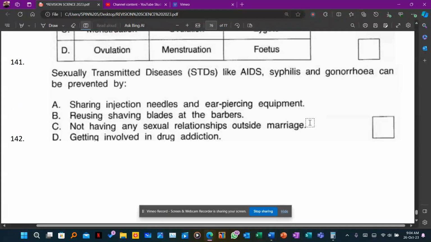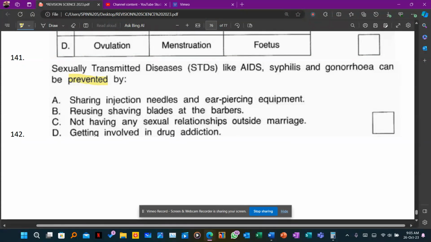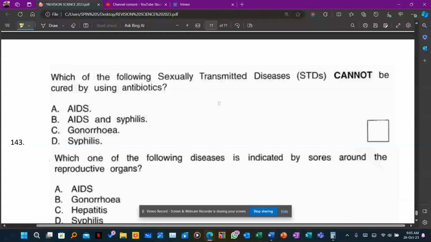Next one, STD. The STDs that you have learned are AIDS, syphilis, gonorrhea, and one more is chlamydia. It's asking you how to prevent it. Basically, do not have any sexual relationship outside marriage, do not share injection needles and earpiece equipment, do not reuse shaving blades and barbers' tools, and do not get involved in drug addiction.